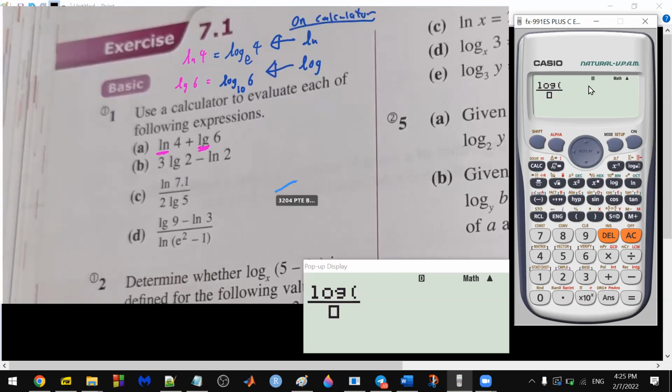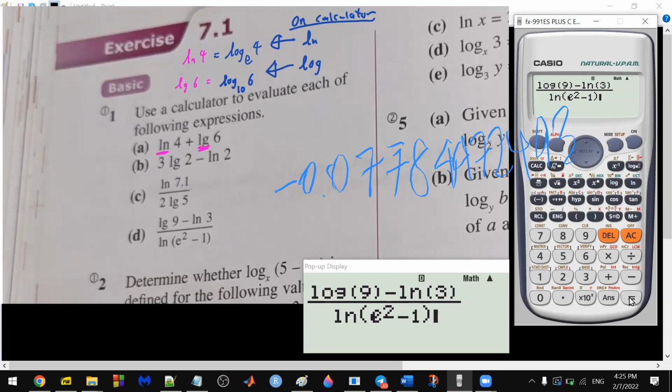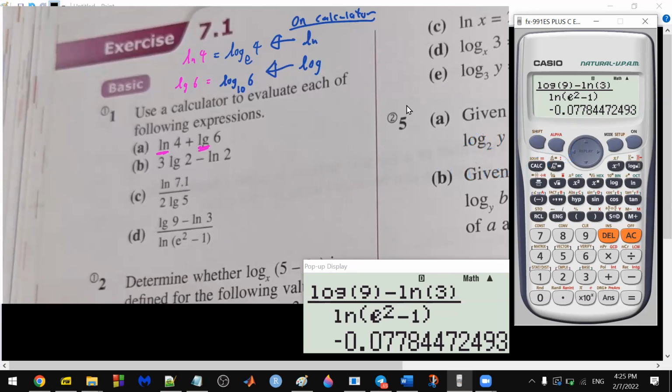Yeah. Okay, so log of 9. Is that it? I'm not sure. Let's check. Minus ln of 3, close bracket. Ln of e to the power of 2. And then you subtract 1. Okay, good. Yeah, you got it. Okay, so now you know how to calculate already. Let's move on to the next one.